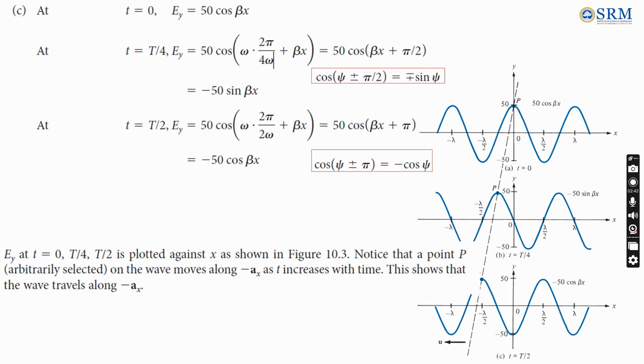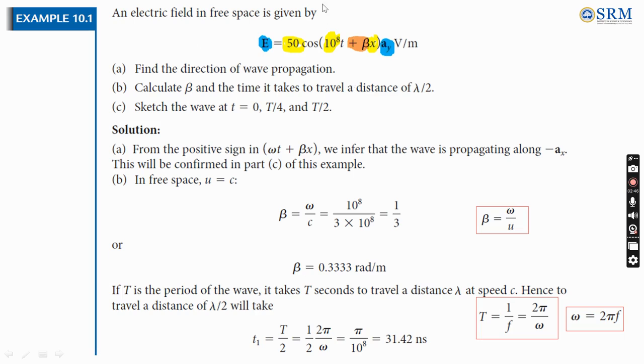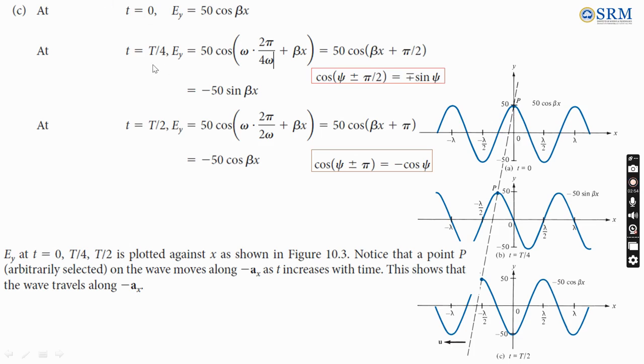And the last part is we have to sketch the wave at different time periods. For t equals 0 in this expression, if you substitute this t, this component vanishes, and 50 cos beta x only will be there. And that is what they have plotted here. It's the cosine wave at this particular point.